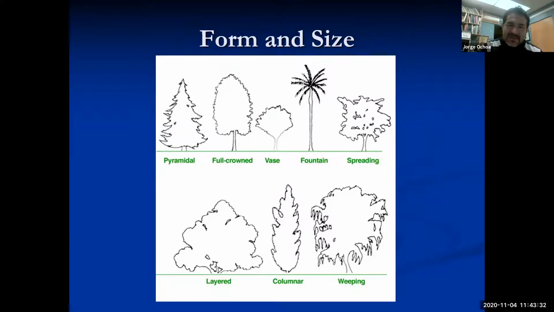We've already seen many of these. We have the pyramid, just like a Christmas tree. We have here like a full crown. We have the vase shape where the branches come out from the area. Next time we'll see that Grevillea robusta, it has this full crown shape. We have the fountain like the palm. We have the spreading, where the branches just kind of go in different directions and semi-round, but it's not like a complete ball. We have the columnar, and then we have the layer where you may have like clouds being made by the tree, or then we have the weeping type.